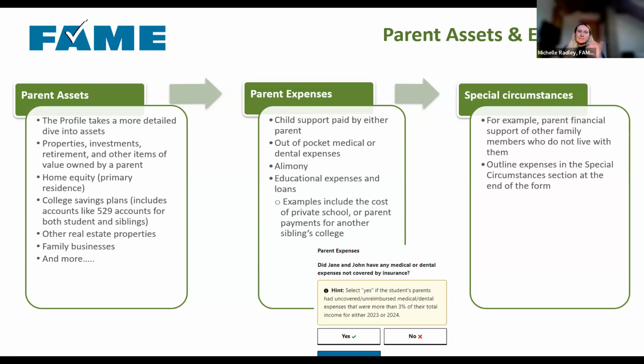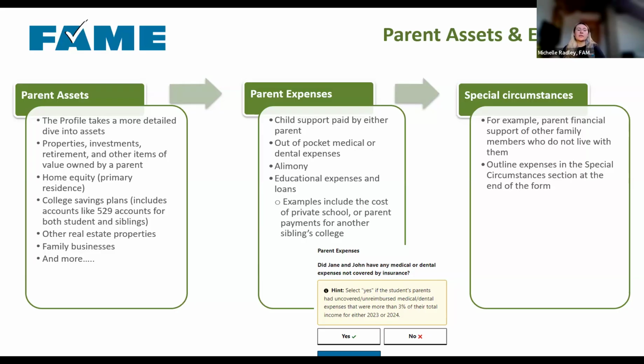So other real estate properties, so whether they have a camp or another home, that's something that will need to be answered on the form. And then family businesses. So again, something that is also now asked for on the FAFSA as well. But just generally a deeper dive, really.